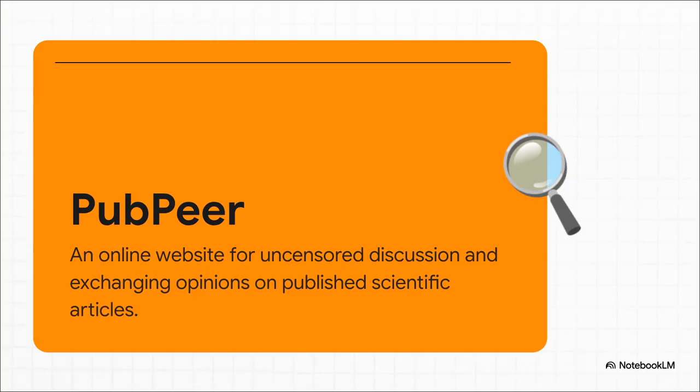So what is it exactly? Well, PubPeer is this online platform for what's called post-publication peer review. The easiest way to think about it is like a huge central town square for science. It's independent, it's uncensored, and it's where scientists can just talk. They can have a totally open debate about research that's already been published, long after the journal has moved on.